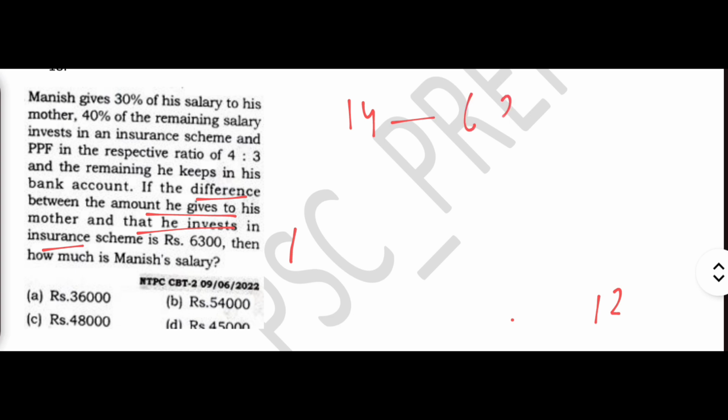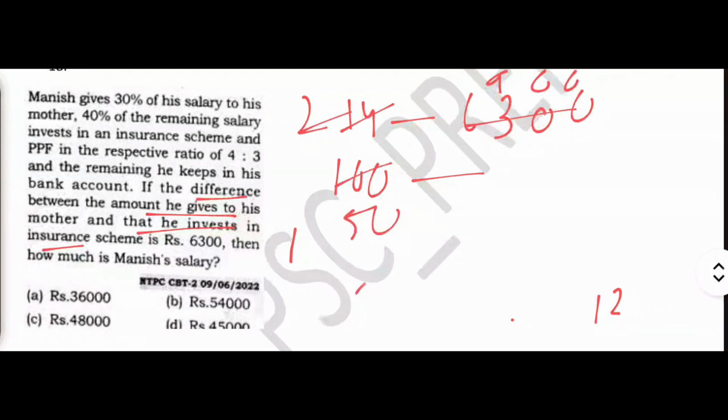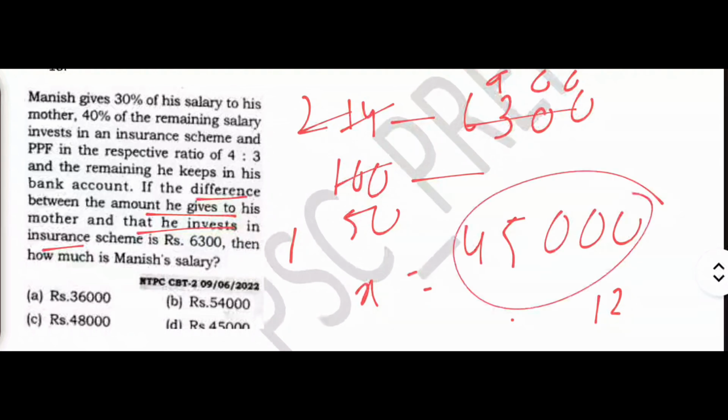14 parts is 6300. Then what is 100 parts? This is nothing but 7 2s are 14, 7 9s are 63, 2 1s are 2, 5s are 10. So x is nothing but 9 5s are 45 into 3 zeros. It is 45,000. Option D. Simple.